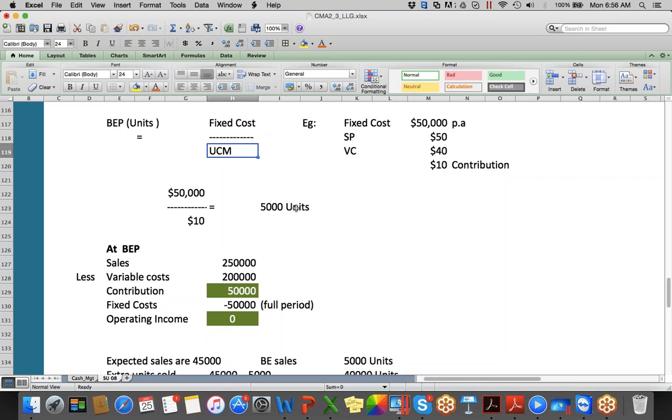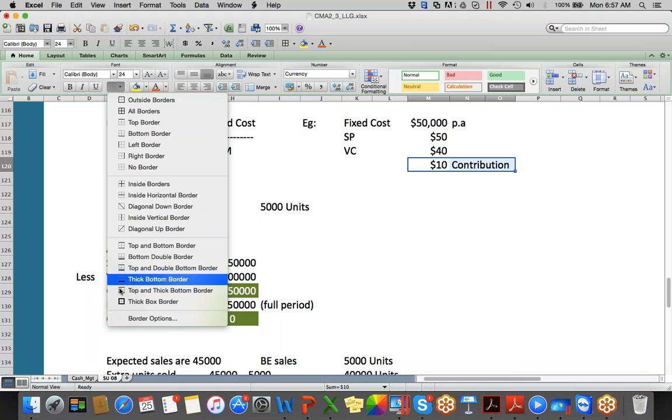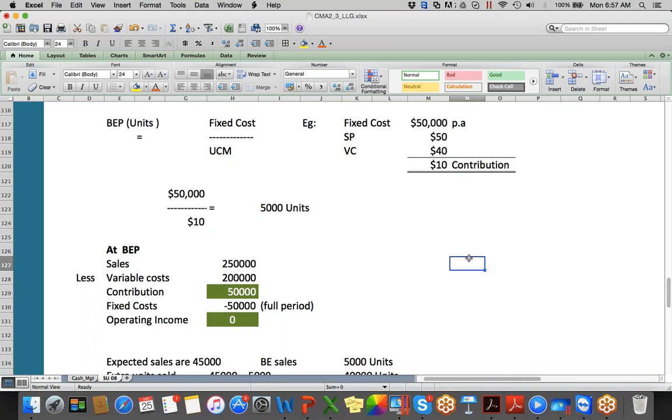Unit contribution margin means contribution per unit, which is sales minus variable cost. Take an example. We have fixed cost for entire year is 50,000. The sales price of our product is $50. Variable cost is $40. Therefore, the contribution per unit is, how much? $10. Now, when I sell one unit, I'm getting a contribution margin of $10. I want to recover entire fixed cost of full year from some number of units, which I'm going to find out.